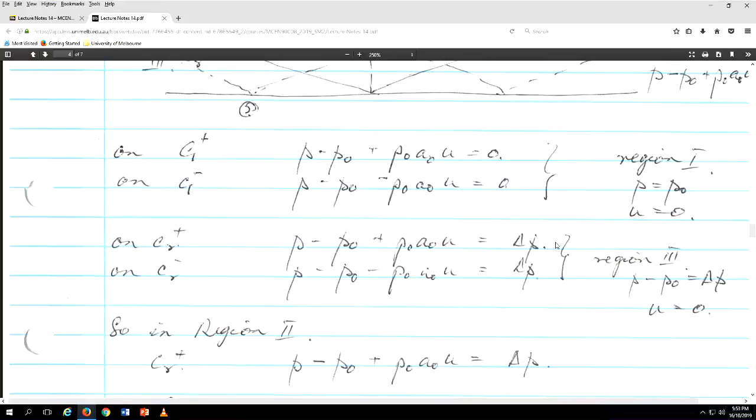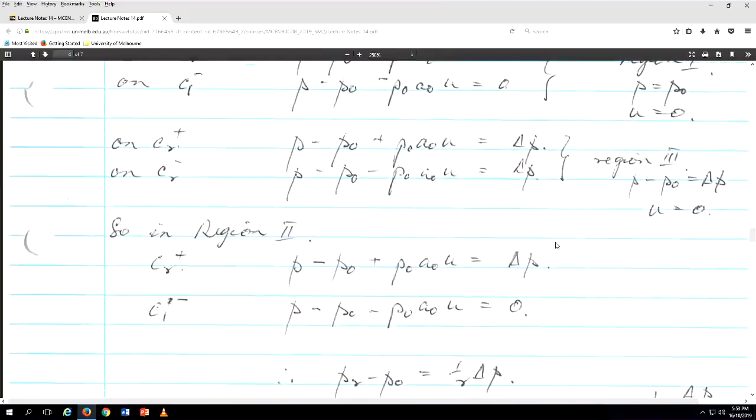But what about in region 2? Well, on the C2 plus, I have P minus P naught plus rho naught A naught U is delta P. And on the C1 minus, which came from the region at rest in region 1, I have P minus P naught minus rho naught A naught U is equal to 0.